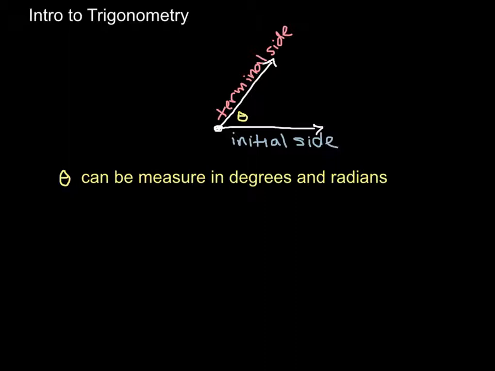Alright, and also, one more thing before I move on, something that we've seen before. One complete rotation is going to be 360 degrees. So if we have our initial side here, and our rotation goes all the way around to our new terminal side, this is going to be 360 degrees.